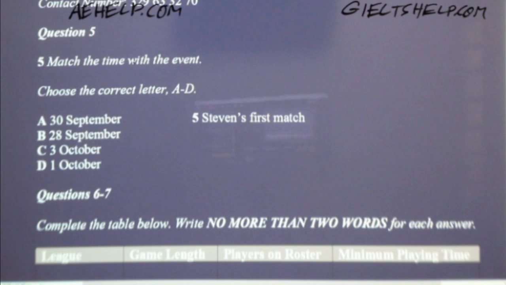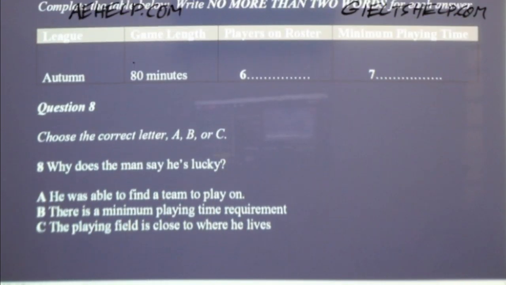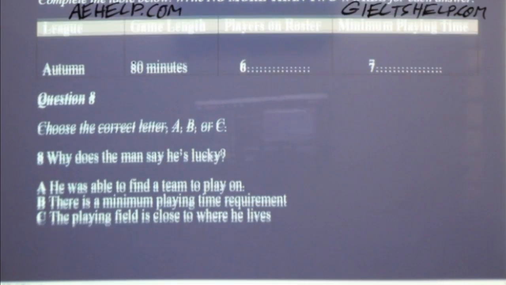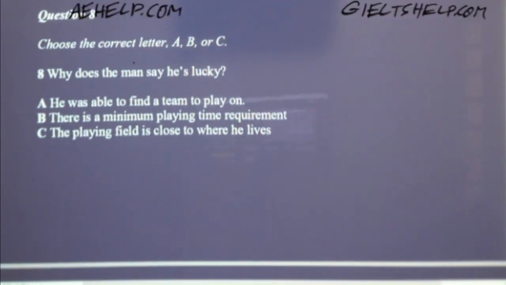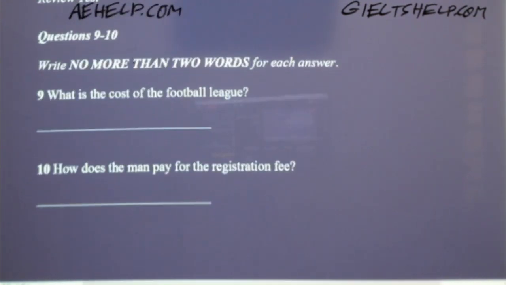You now have some time to look at questions 6 to 10. Now listen to the rest of the interview and answer questions 6 to 10.